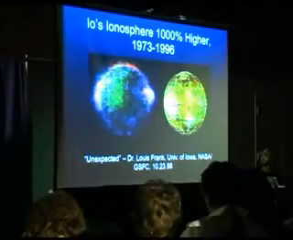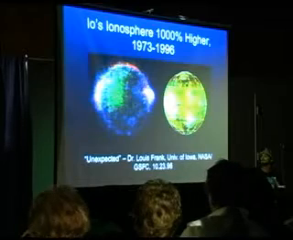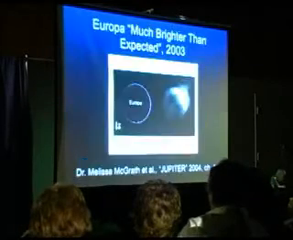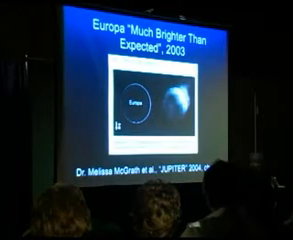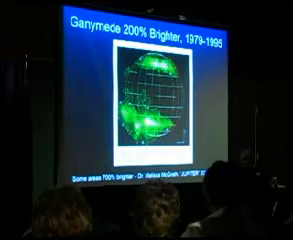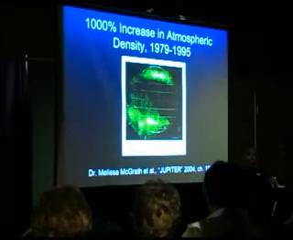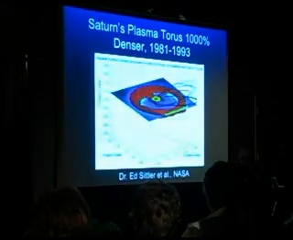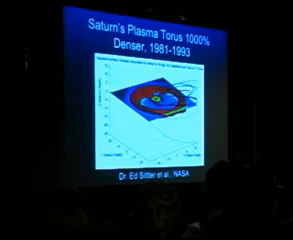explanation. Then the little moon Io has had a 1,000% increase in its ionosphere, charged particles. Europa's gotten much brighter than expected. Ganymede, 200% brighter, and 1,000% increase in its density. Saturn's torus has increased by 1,000% in its density.